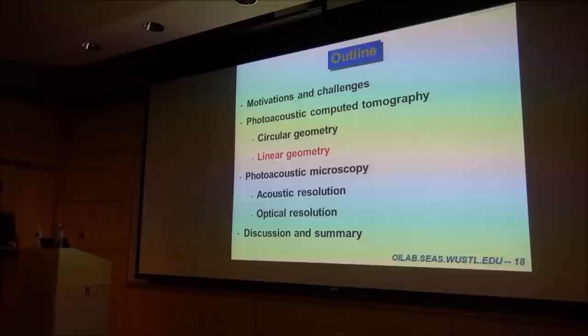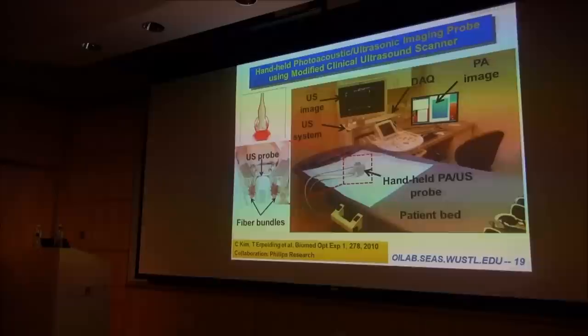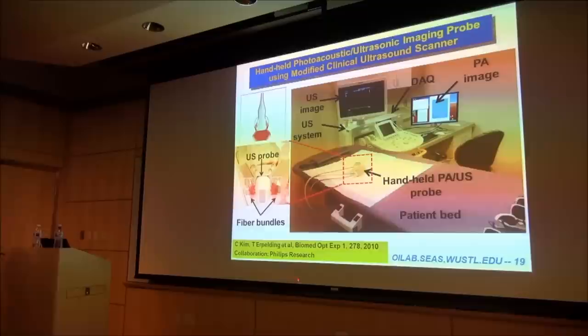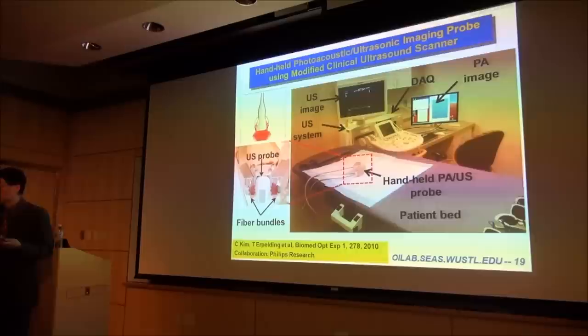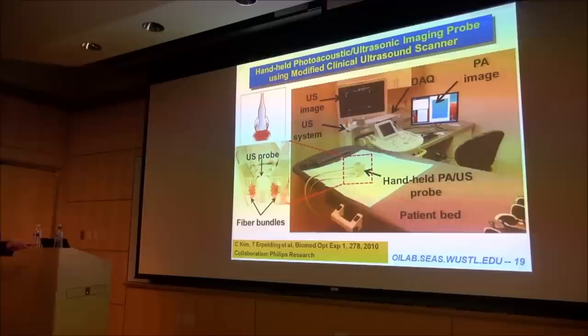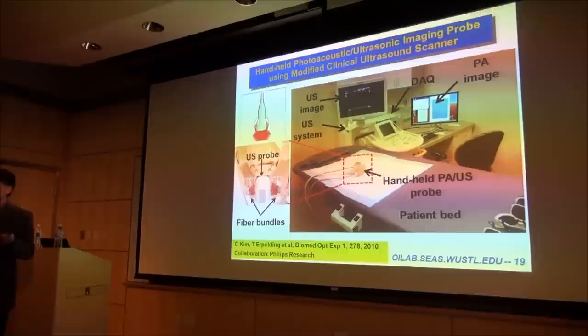We can also use a different geometry. The one I just talked about is a circular ring geometry. The next one is a linear geometry. In collaboration with Philips research, we've adapted this clinical ultrasound machine for concurrent photoacoustic tomography. This is a standard handheld ultrasound probe. It's a linear array with typically 128 or more elements. We flank this probe with two optical fiber bundles for light delivery.